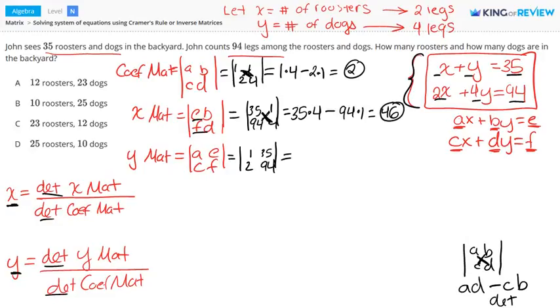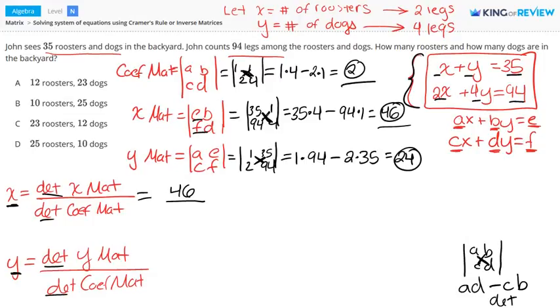And now the determinant of the y matrix. We take the product of the main diagonal, 1 times 94, and we subtract the product of the entries in the other diagonal, 2 times 35. And when we work this out, we get 24. So to solve for x, we take the determinant of the x matrix, that's 46, divided by the determinant of the coefficient matrix, that's 2. So we have 46 divided by 2, and that equals 23.